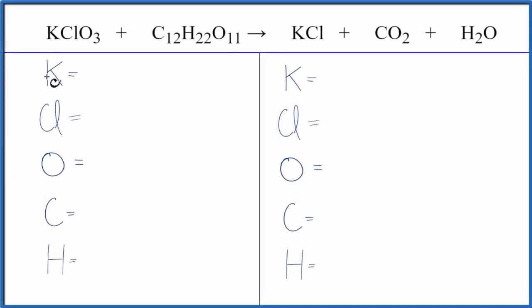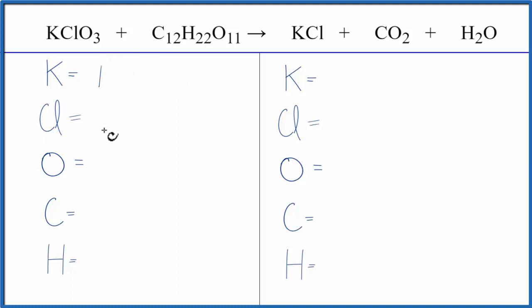To balance this equation, KClO3 plus C12H22O11, that's potassium chlorate and sugar, we'll add up the atoms on each side of the equation. This is a pretty popular demonstration. You take a gummy bear, which is made out of sugar, sucrose, and you put it with potassium chlorate, heat it up, you get a very vigorous reaction. So let's add the atoms up.